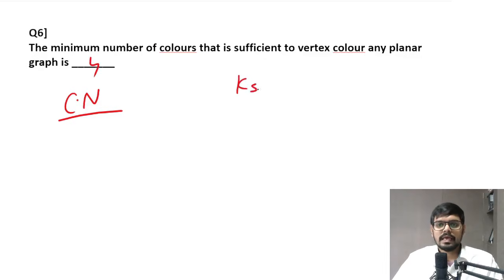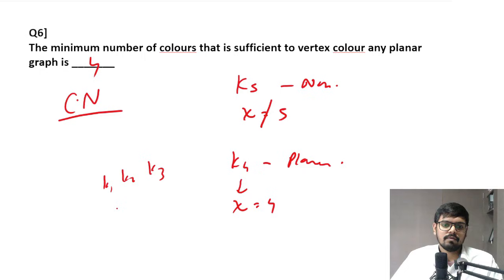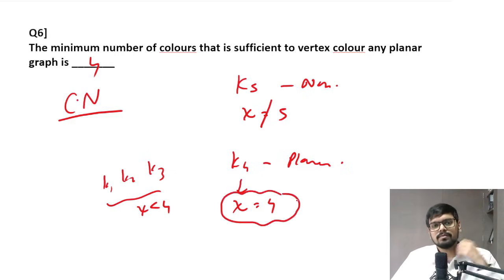Why? Because K5 is non-planar, therefore the chromatic number cannot be 5, and K4 is planar, that is the highest complete graph which can be said to be planar, and therefore it will require the maximum chromatic number 4, and other graphs K3, K2, K1 can be dealt with using less than 4. So if you take any planar graph now, maximum 4 colors are enough to deal with. Okay, so they are asking the minimum number of colors that is sufficient to vertex color any planar graph. It is 4. Okay, 4 is the upper limit.